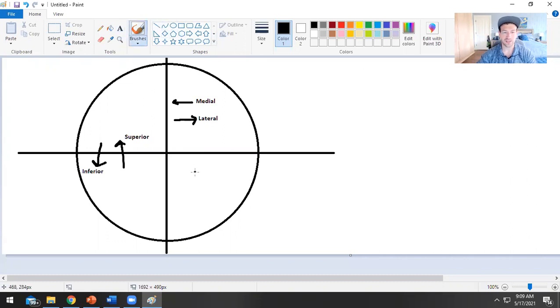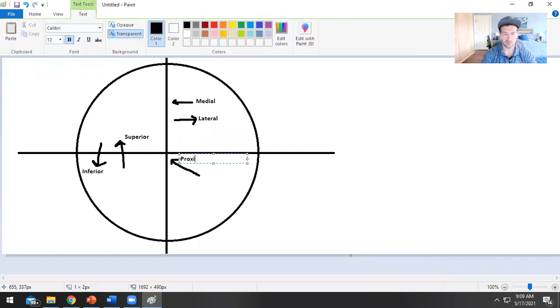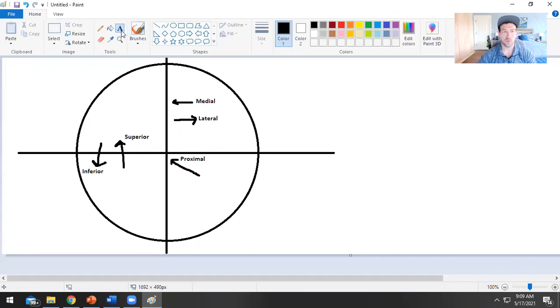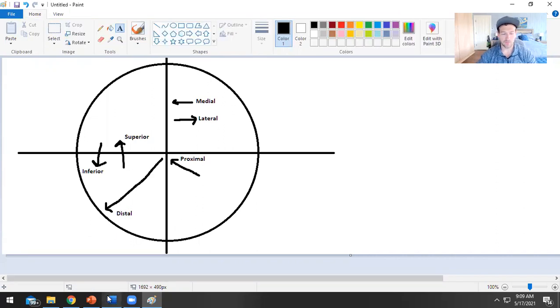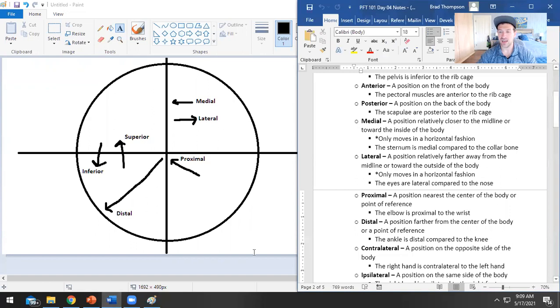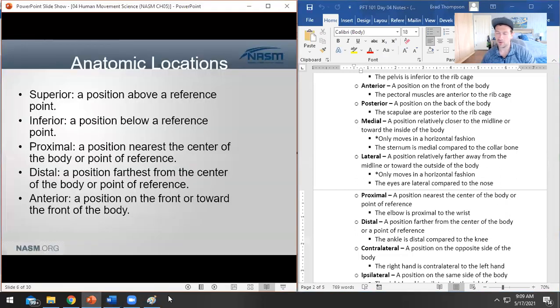They can go like this. You've got proximal, which is going to be closer to the center. Okay, that's proximal. Versus distal, which would be farther away from the center. So if we're moving away, and it's at kind of an angle like that, that's distal. So those are our biggest terms. We've got a couple other ones here.